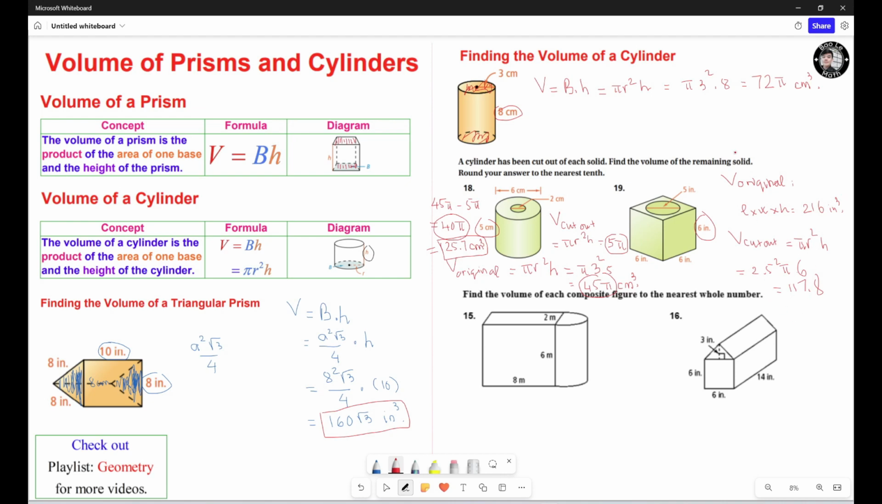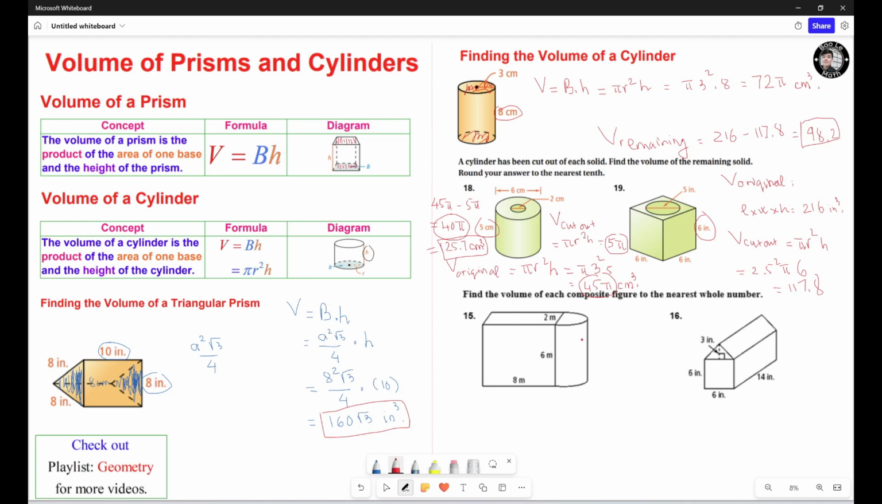So the final volume, remaining, should be equal to 216 subtract 117.8. This is the final answer. Now let's move on to the next one.